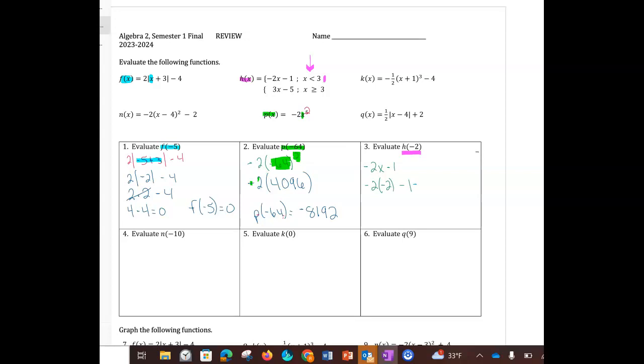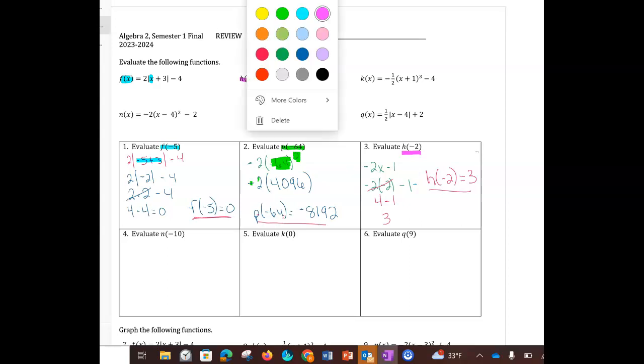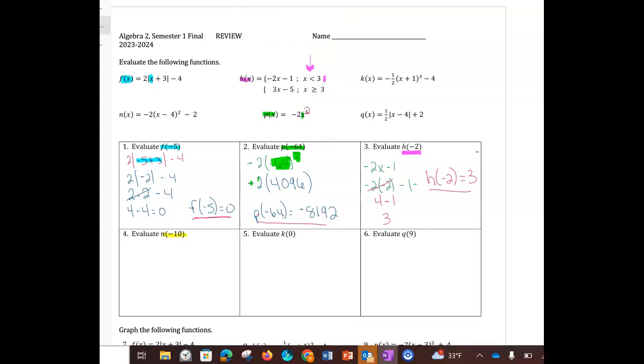And then order of operations say I should multiply first. So that gives me a positive 4. Take away 1, I'm left with 3. So my function h, if I make x become negative 2, gives me an answer of 3. So let's underline our answer so far. And 4, I'm going to go to n's function. Oops, and where there's that x, I'm going to put a negative 10 in.